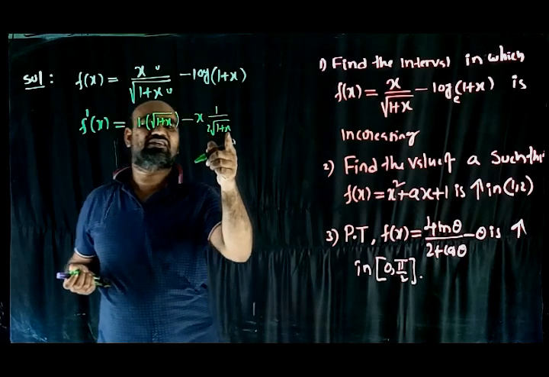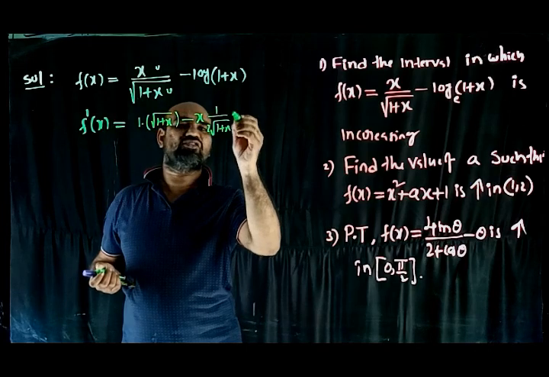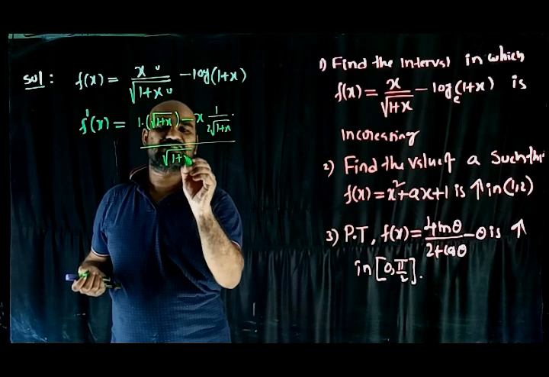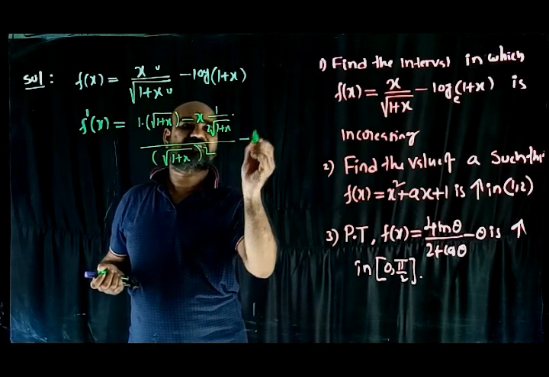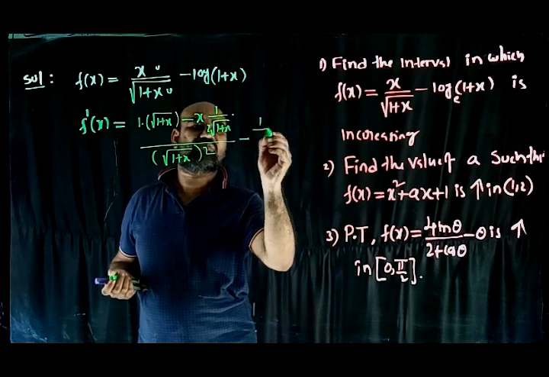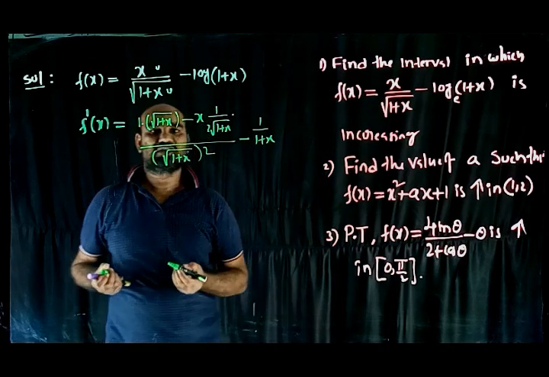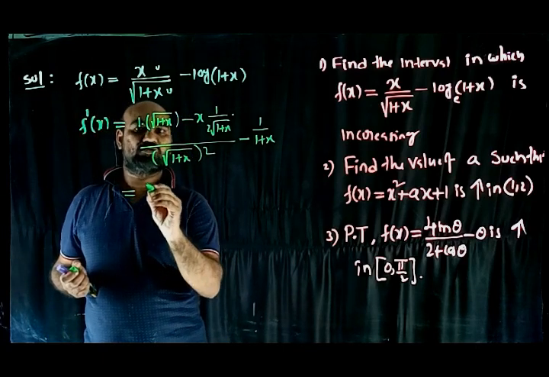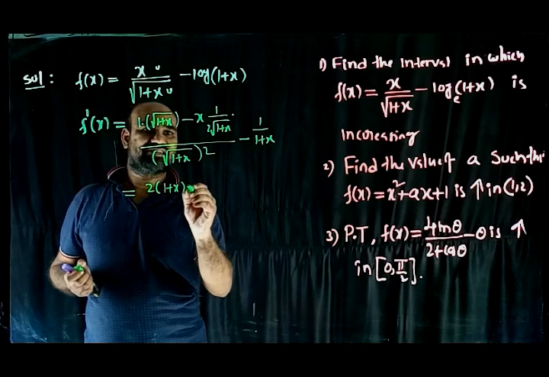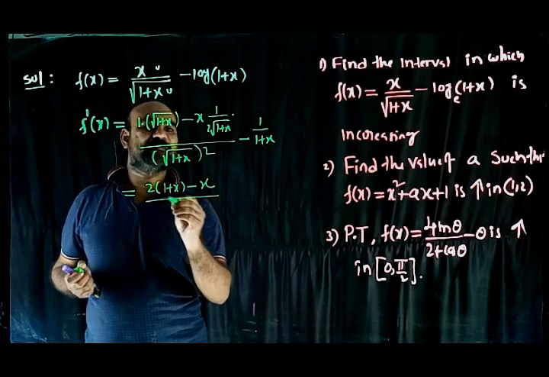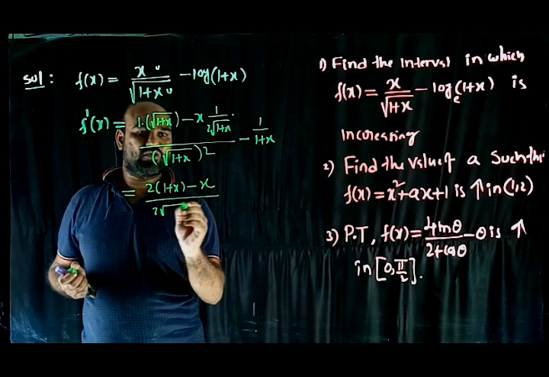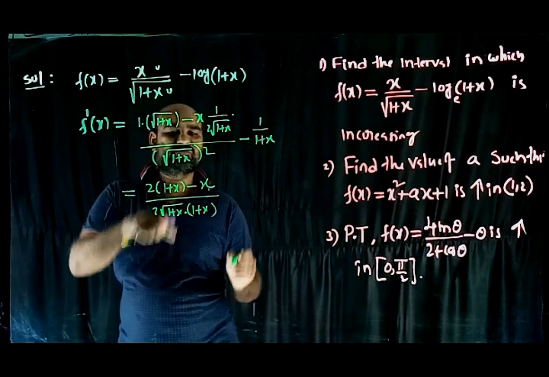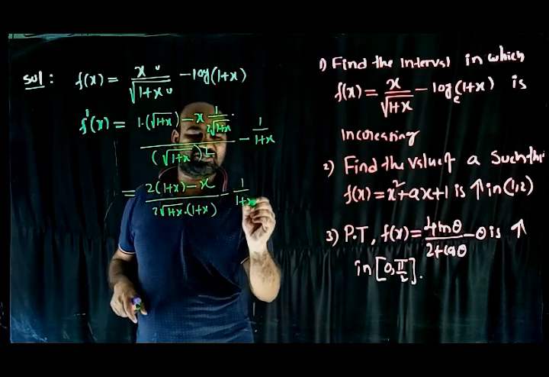So the derivative of 1 plus x is 0 plus 1, 1, no need to write, divided by root over 1 plus x whole square, minus log of 1 plus x, whose derivative is 1 by 1 plus x. Now I need to simplify this. So here, 2 times of 1 plus x minus x by 2 root over 1 plus x into 1 plus x, observe, minus 1 by 1 plus x.